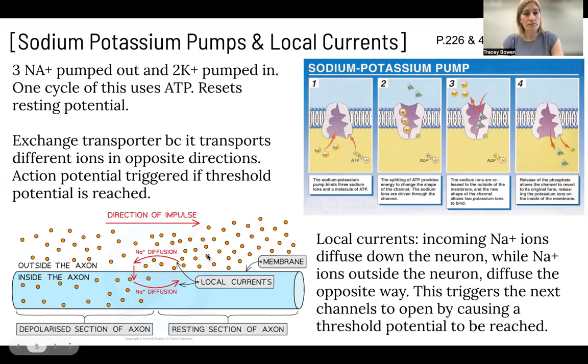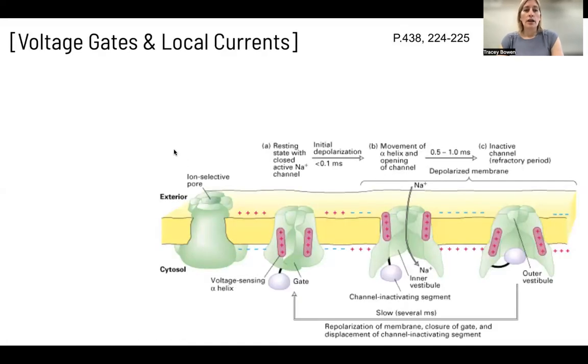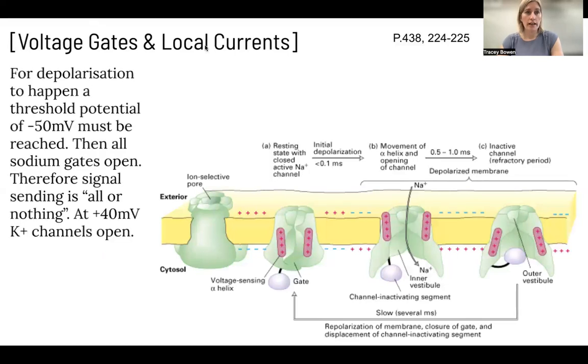Sodium flows in, and the local current continues where the sodium is diffusing down that way, and then more sodium is diffusing the opposite direction. So it's lessening the charge difference on the outside and increasing the charge difference on the inside. So sodium channels only open at certain points, and these are related to these local currents, and they're called voltage-gated protein channels. So for a depolarization to happen, we must get to that negative 50 millivolts, and then all the sodium gates are going to open.